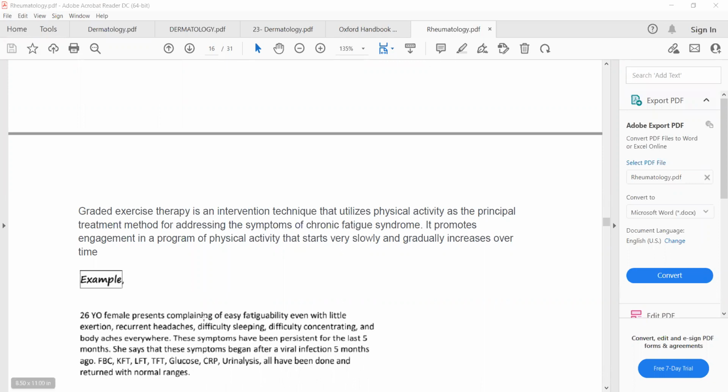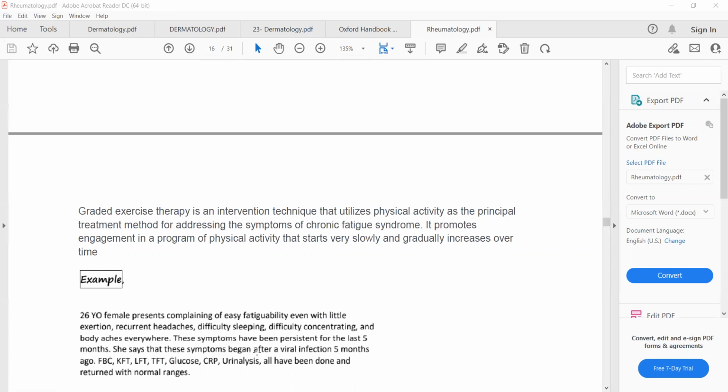A 26-year-old female presents complaining of easy fatigability even with little exertion. So fatigability with exertion, recurrent headache, difficulty sleeping, difficulty concentrating, and body aches everywhere. These symptoms have been persistent for the last 5 months. So fatigue, and due to fatigue, there is difficulty in sleeping and concentrating. And the symptoms are present for more than 5 months. So disabling fatigue for more than 5 months, or more than 4 months, you will think of chronic fatigue syndrome.